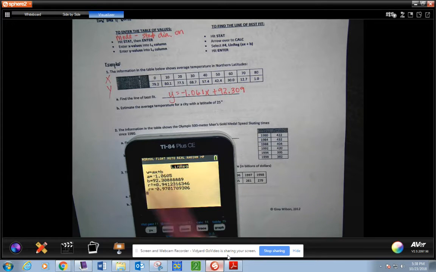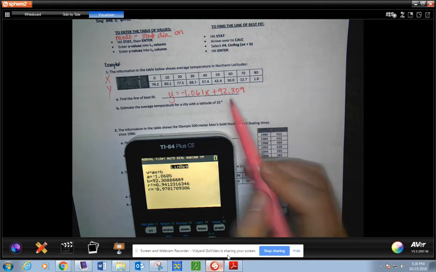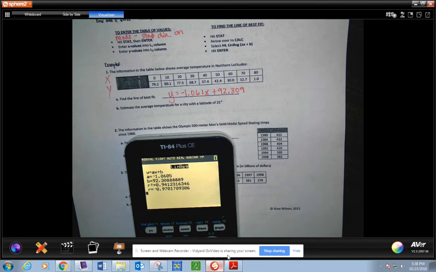Now, the reason all this other information is here: when you look at the r, you're looking to see how close it is to 1 or negative 1. If it is really close to 1 or negative 1, that means it's a very strong correlation. That means it's a good set of data. So the closer it is to 1 or negative 1, the better, and your line of best fit is a good line. If it was like a 0.5 or a 0.4, then that's not very strong. But this is a 0.9, so this is really strong.